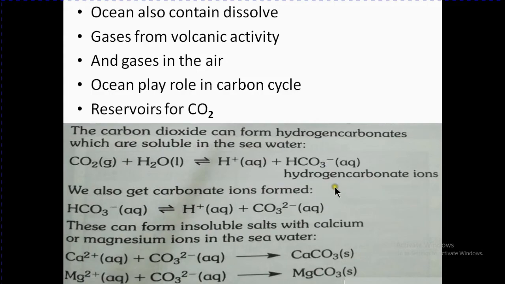These hydrogen carbonate ions release one hydrogen ion, and then carbonate ions also form. These can form insoluble salts with calcium or magnesium ions in the seawater. You can see here this calcium ion and carbonate ion combine and make calcium carbonate, and the same here, magnesium with carbonate ion makes magnesium carbonate.